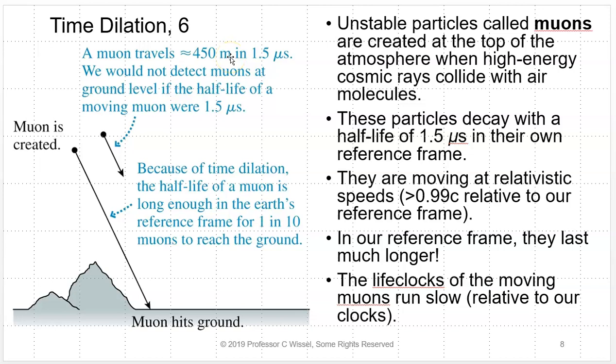The top of the atmosphere is 100 kilometers up, at least. Because of time dilation, the half-life of the muon is long enough in the Earth's reference frame for about 10% of them to reach the ground, so we actually detect them.